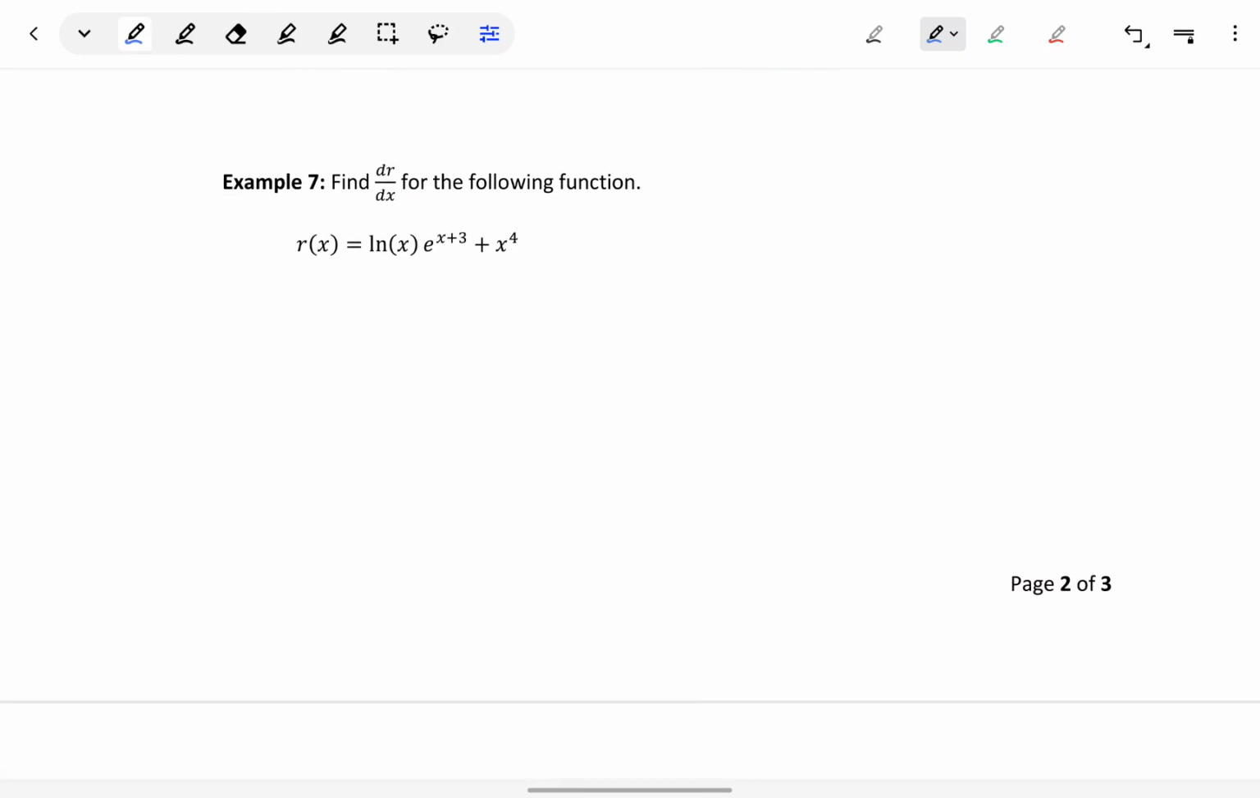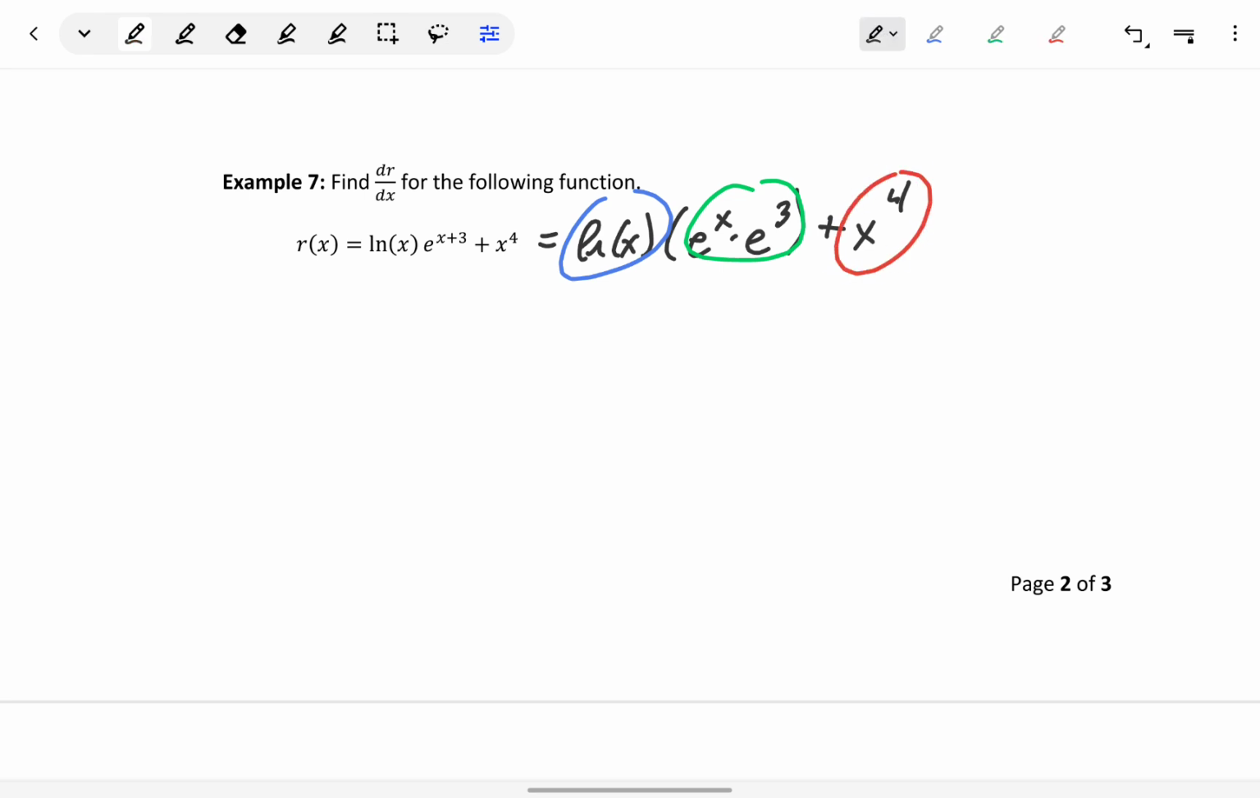In example 7, we need to again use some algebra properties to rewrite this, which we can rewrite as the natural log of x times e to the x times e to the 3rd power plus x to the 4th. In the first term we have two functions to differentiate, and in the last term just a single function.